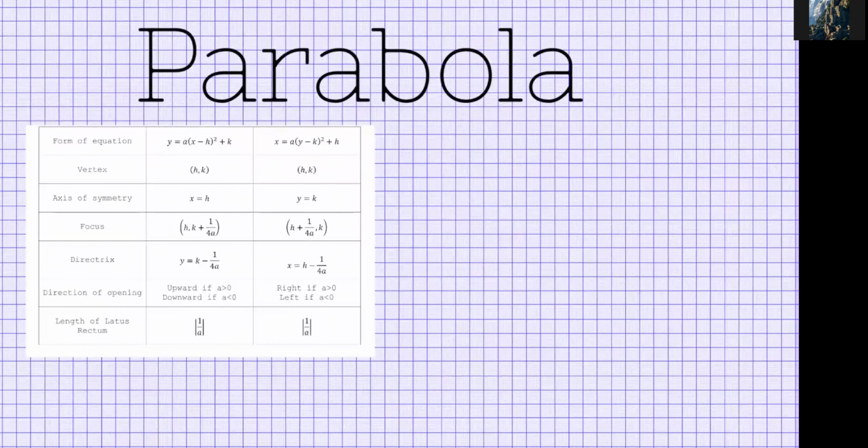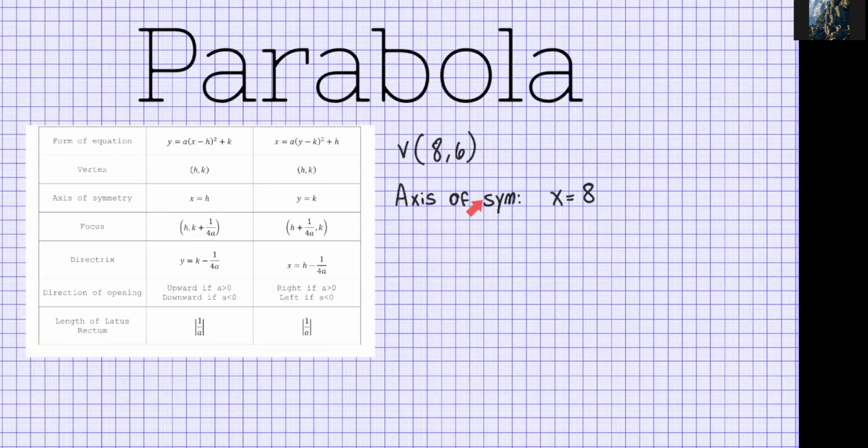They give us a vertex at 8,6. And then they tell us that the axis of symmetry is found at x equals 8.